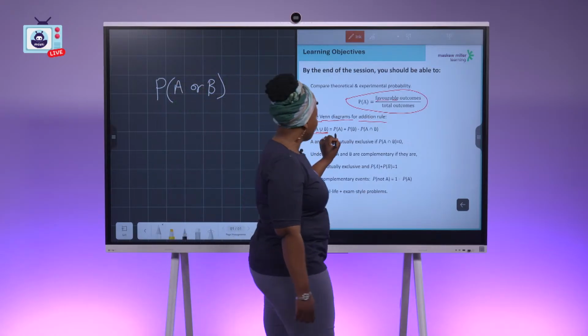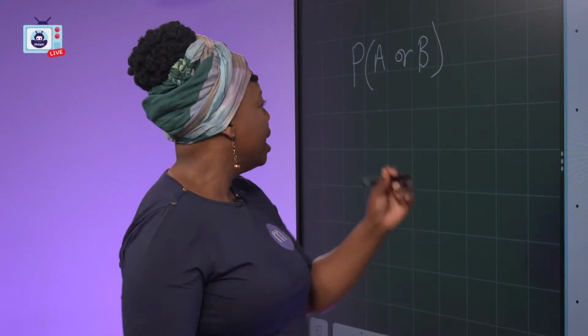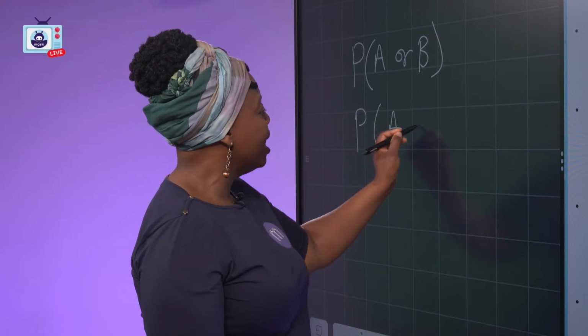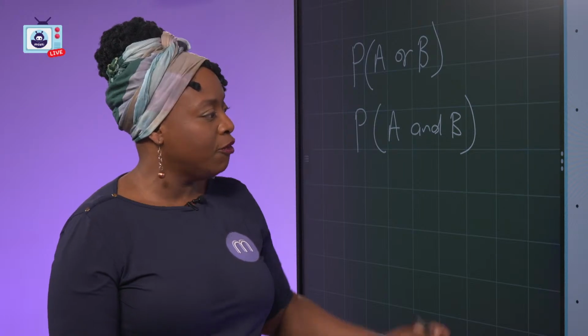That is equal to the probability of A plus the probability of B. Again, minus the probability of A, and it has something that looks like an N, but this is actually called intersection. So that means that both A and B can occur at the same time, and another way of representing that is the probability of A and B. Right, so please just pay attention and take a note of that.